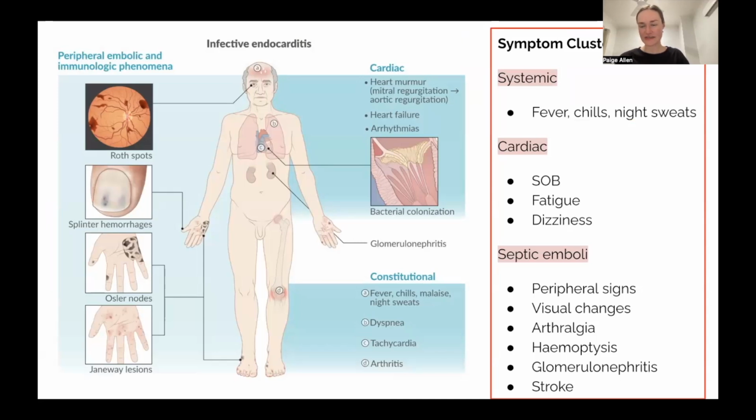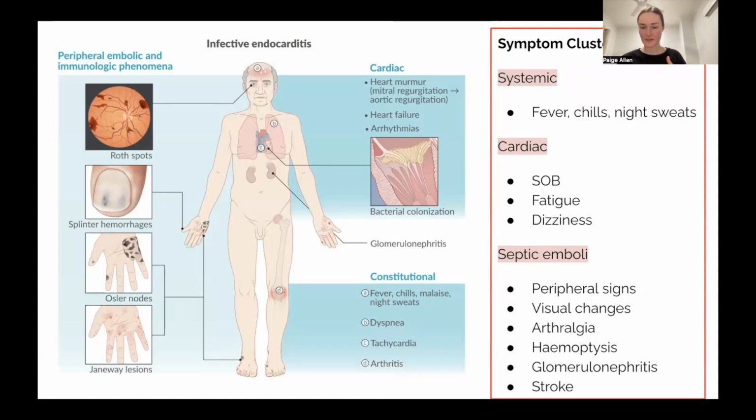So fever, chills, night sweats, but you can't find some sort of source for it. That's when you should be thinking, is this infective endocarditis? And screening for those risk factors. In terms of cardiac symptoms they can get short of breath, fatigue, and dizziness because of the damage to the valves themselves. And then you need to be thinking about all the symptoms that can come up as a result of the septic emboli.